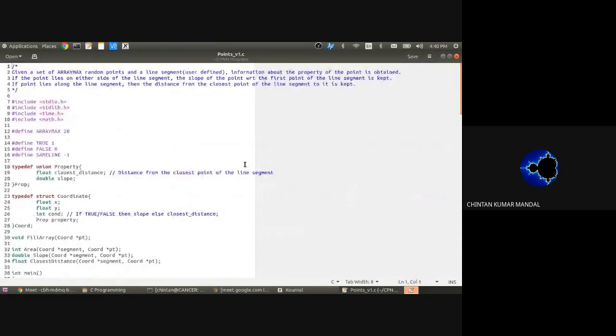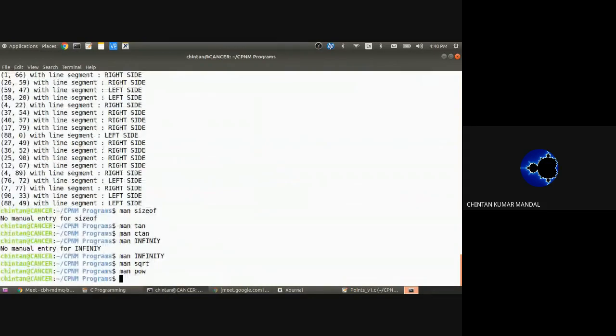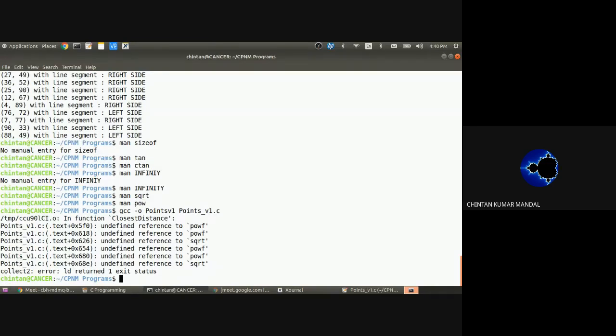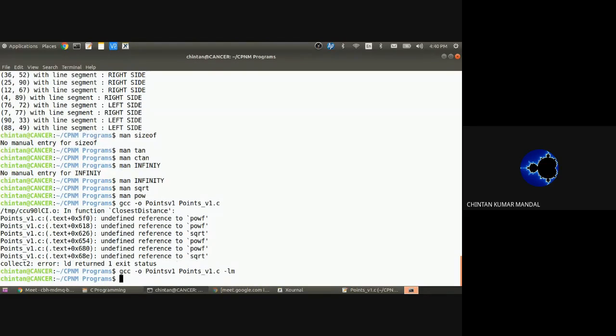So let's compile this problem. Okay, so gcc -o points_version1 points_version1.c v1. Okay. So typically there is a slight problem. So -lm means basically I'm trying to link the math library, the math.h library.